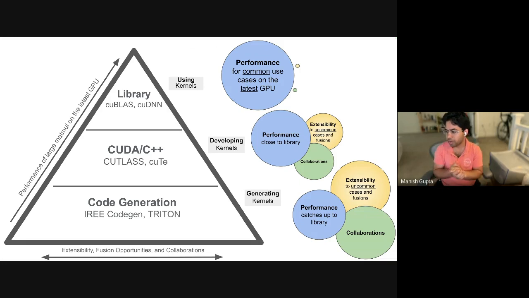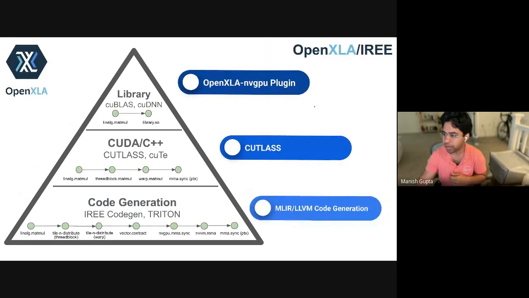More on the base of the pyramid, like for example IREE CodeGen and Triton, code generation is possible when you know the kernel you're trying to generate for the performance. So the performance catches up to libraries, but that's still great. It gives you a lot of fusion opportunities, and on different parts of those code generation pipelines, different engineers can work. We here in OpenXLA are looking at all three levels, these are the various levels.